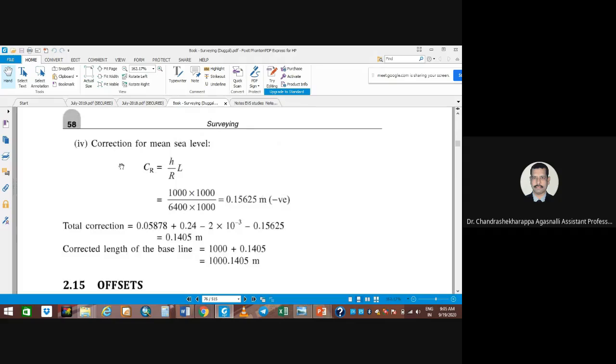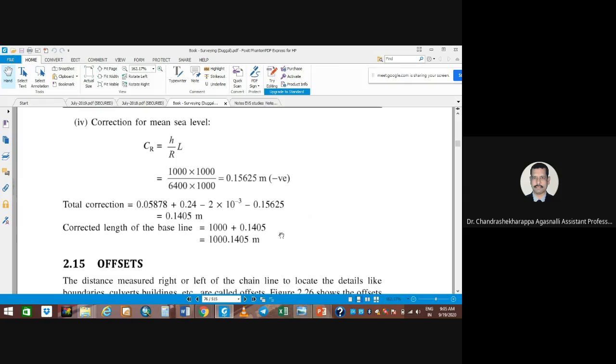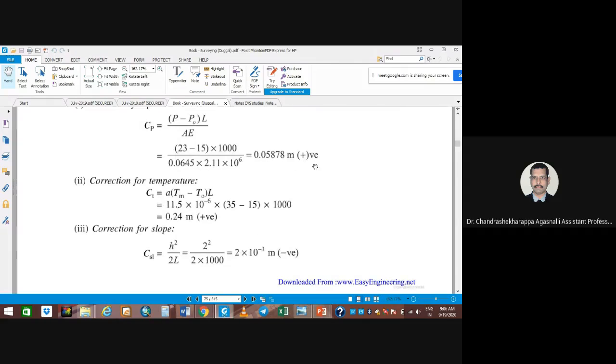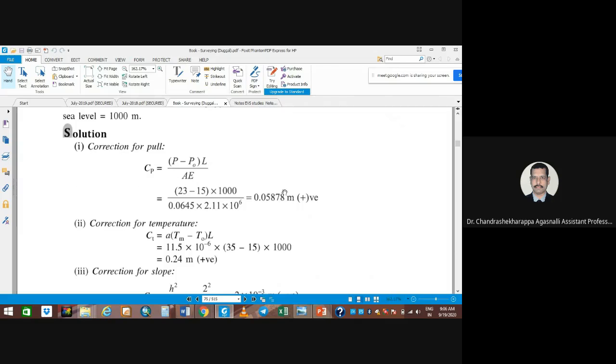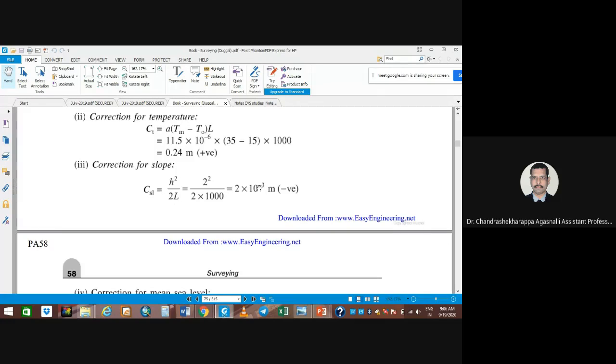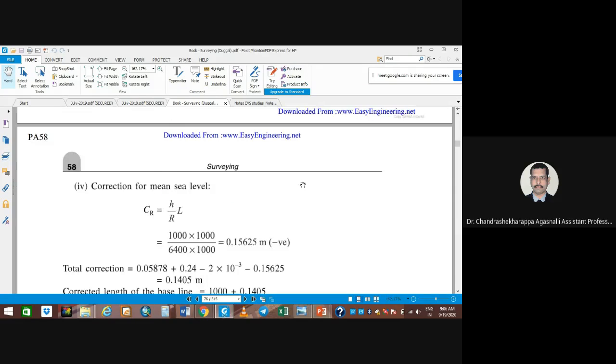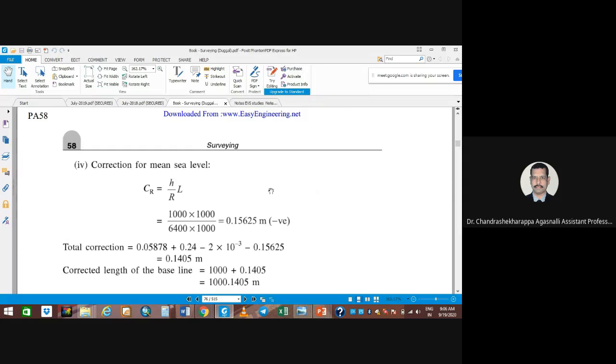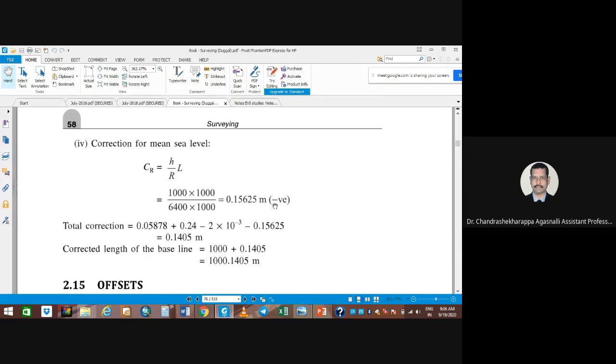Correction for mean sea level, CR is equal to H by R multiplied by L. You have to do this. So this is how the total correction is found, and the corrected length of the baseline is this one. Whatever values come, some are positive and some are negative. The correction for pull is positive, and the correction for temperature is also positive. The correction for slope is negative, because as we discussed, the slope distance is always greater than the horizontal distance, so it is always negative. The correction for sea level also comes in here.